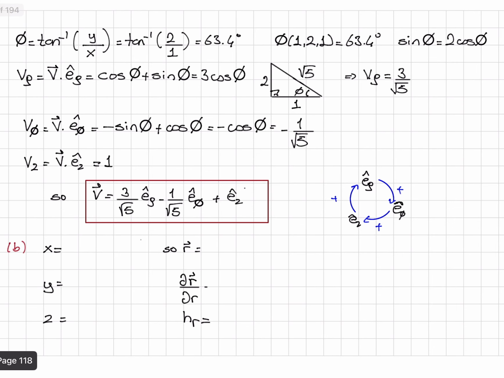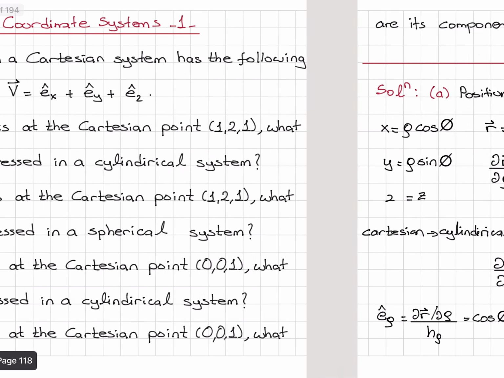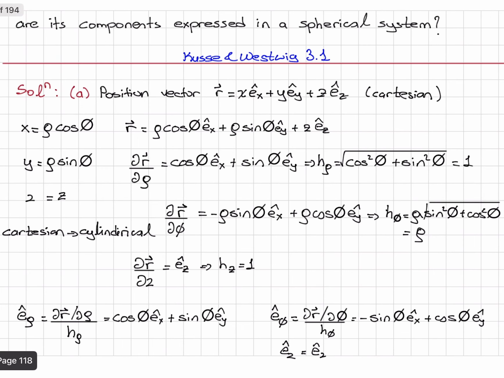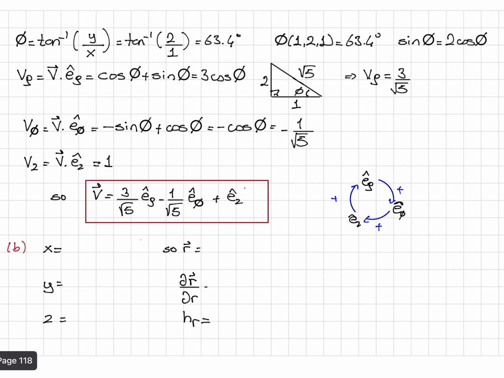All I have to do is to find the corresponding phi value in the curvilinear system, cylindrical system, when y is equal to 2 and x is equal to 1. So that gives me this triangle, and I can see that the angle should be 63.4 degrees, so that sine phi over cosine phi is equal to 2. Sine phi is 2 cosine phi, so that corresponds to this right triangle.